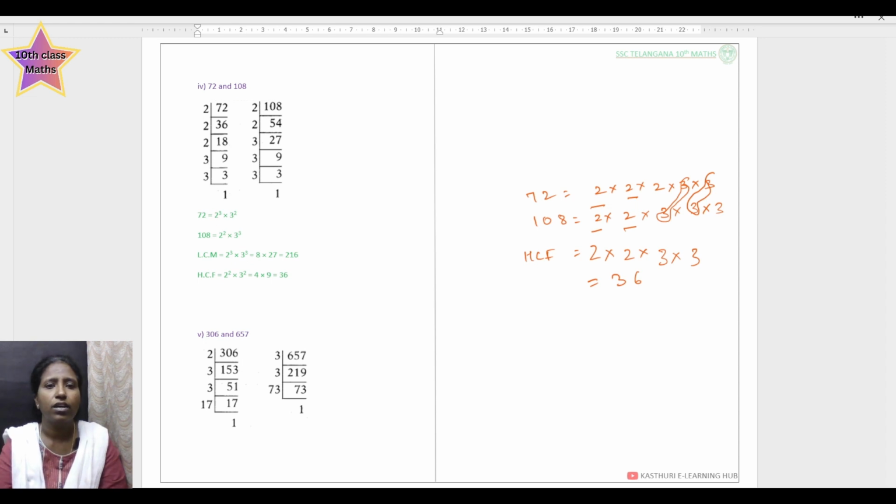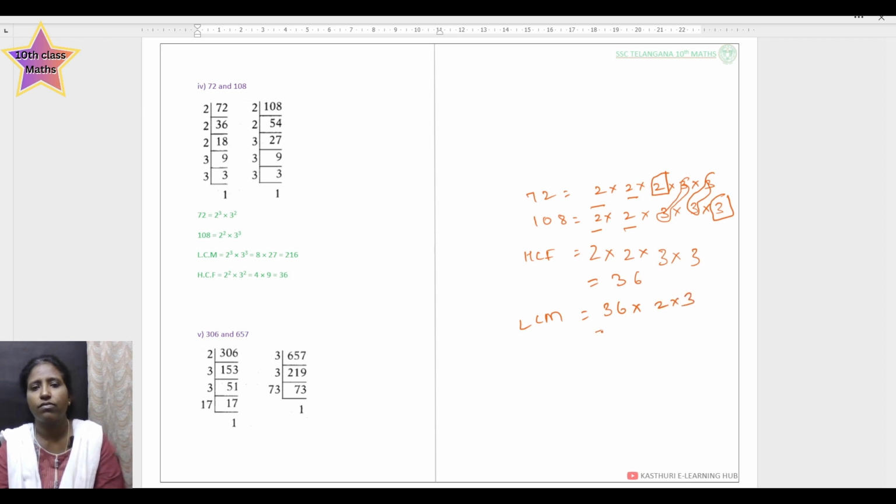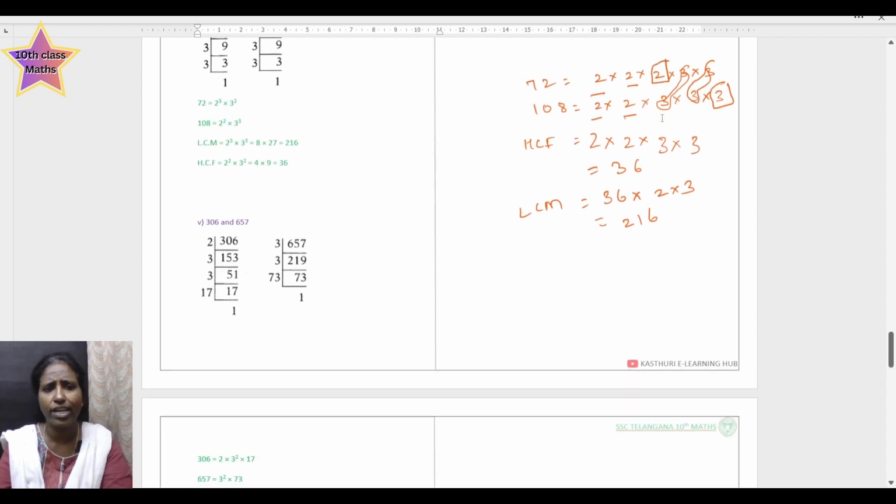That is here 2 cube. Okay, that is here 2 square is common. So here we have taken what is remaining. Remaining is LCM. If you see, common is 36. Okay, what is remaining here? This 2 is left, this 3 is left. Okay, 36 into 2 into 3, that will give you 216. That is our LCM. Okay, you can do either of the ways, whichever is easier for you, that way you can choose.